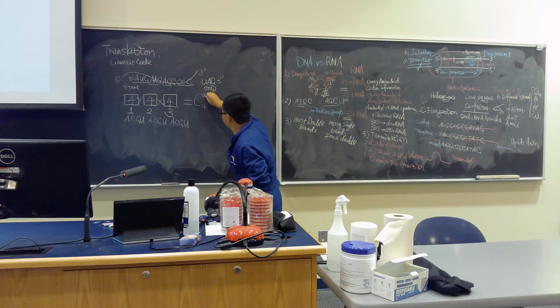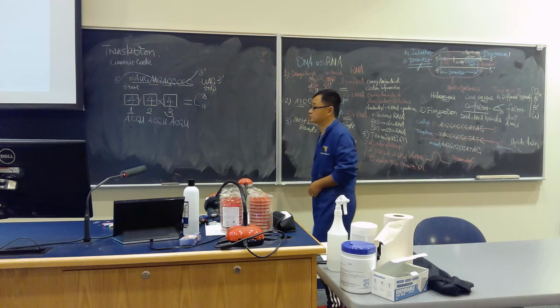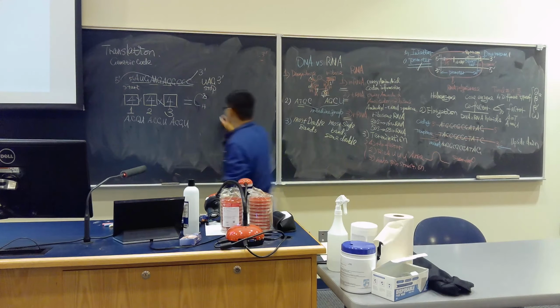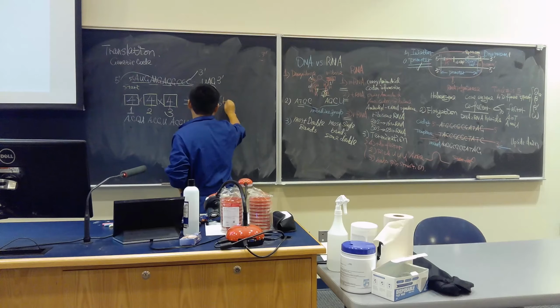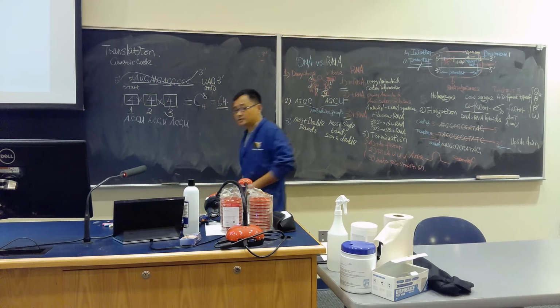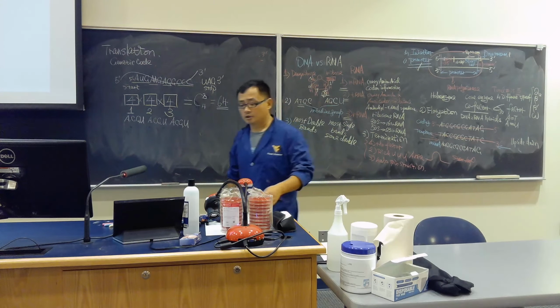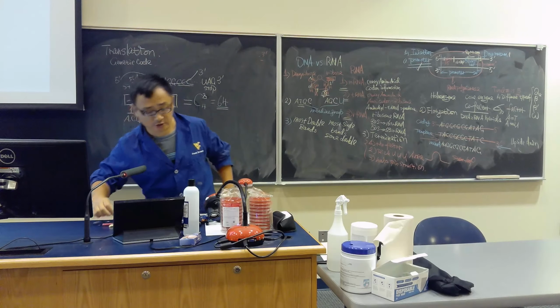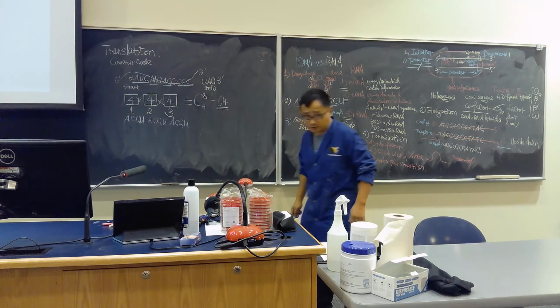4 cubed is 64. If you learned that in math class... I forgot about it, I learned this about 25 years ago in high school. Okay, what's the final number? 64. So there are 64 theoretical possibilities in the genetic code.